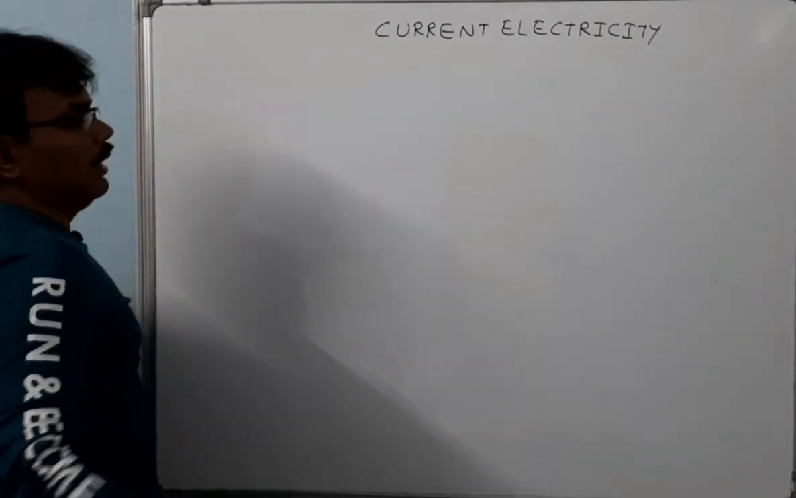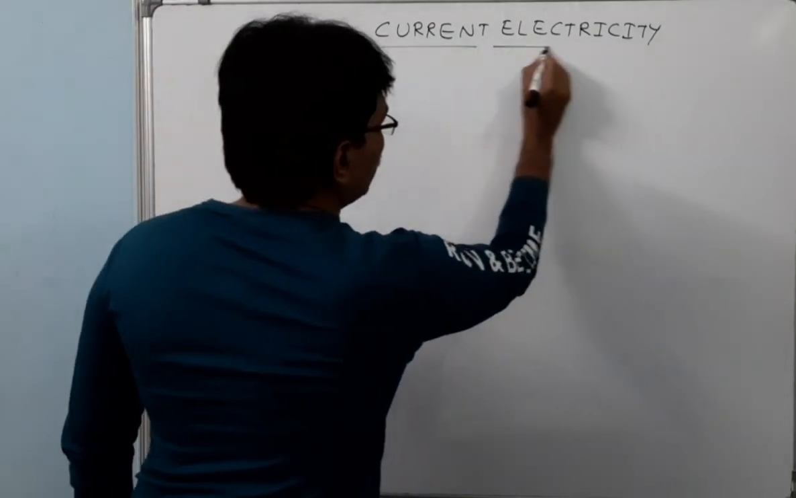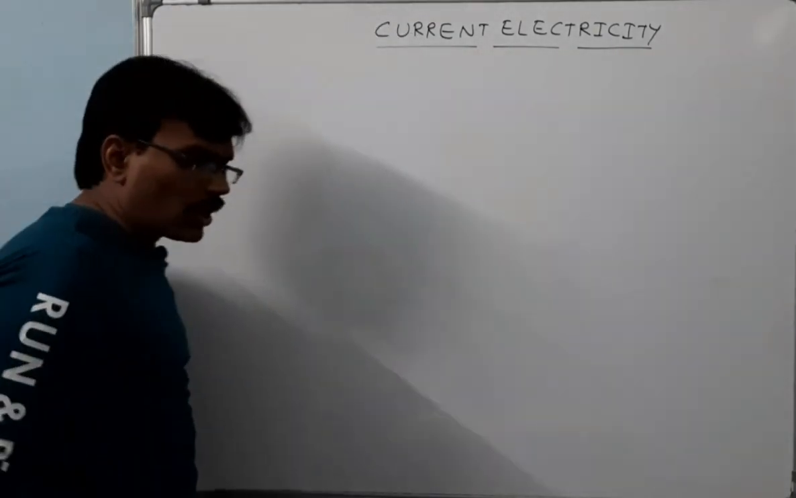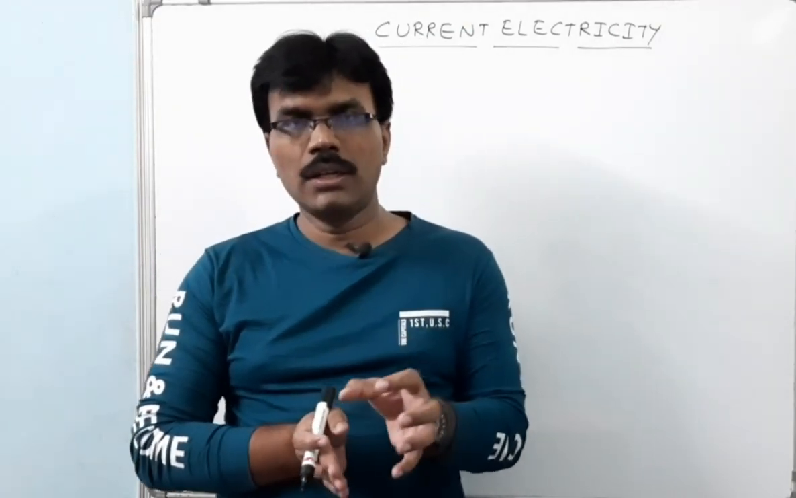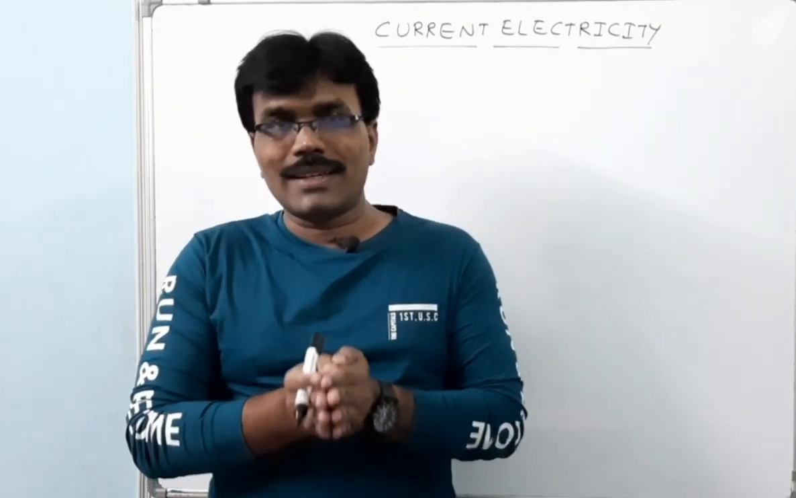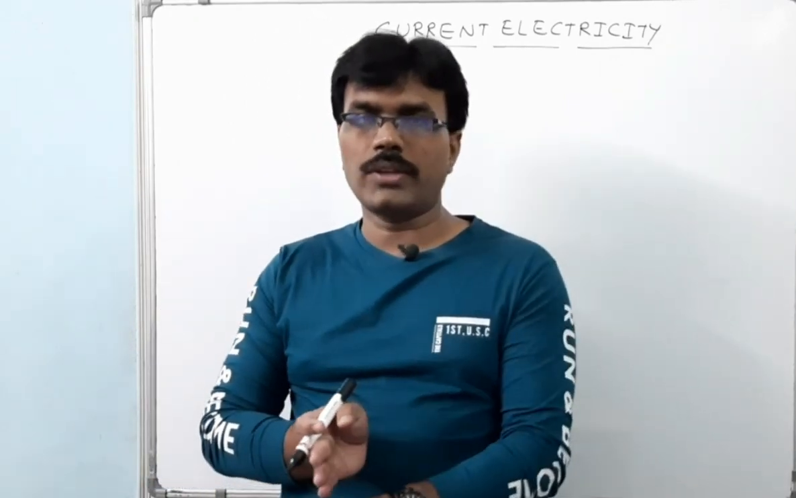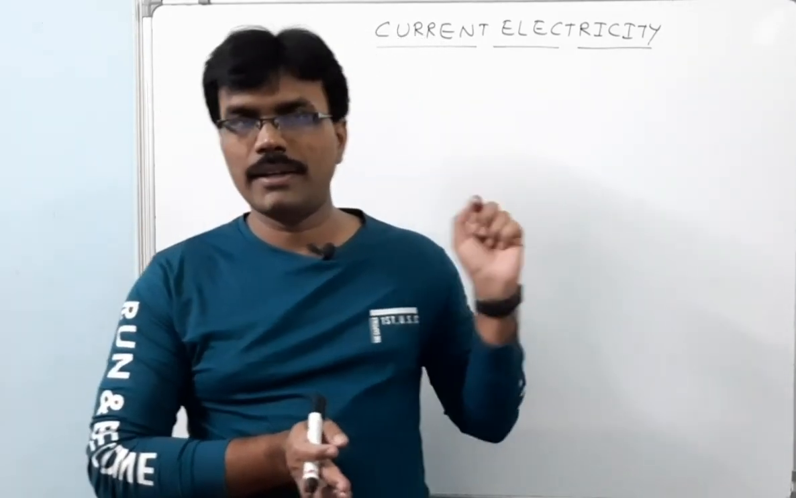Okay. So in this chapter, what do we study? First of all, in the last two chapters, what we have studied is electrostatics. Electrostatics means we have studied the phenomena of electric charges at rest. So that's why that branch is called electrostatics. So properties of charges at rest are studied in electrostatics.